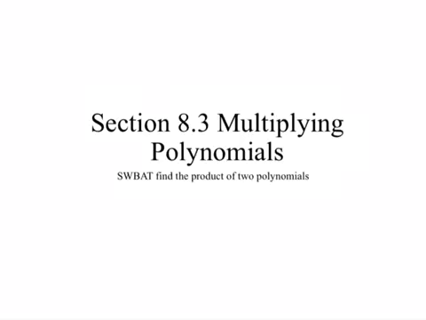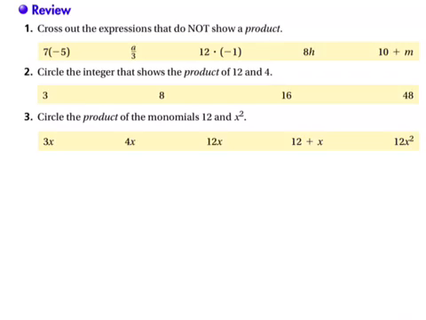Welcome to Algebra 1, Chapter 8, Section 3, Multiplying Polynomials. On the review page, we are talking about products. For the first strip of yellow, cross out the expressions that do not show a product.